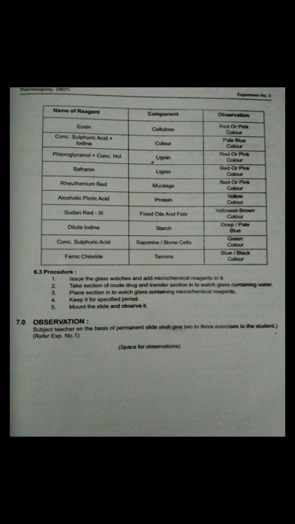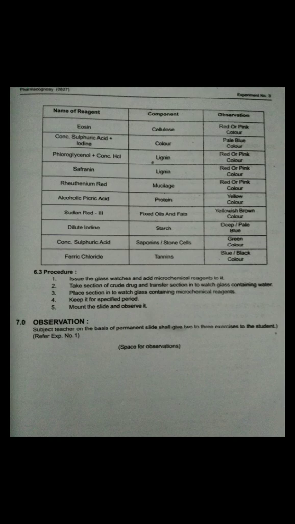To repeat: first eosin, component cellulose, observation red or pink color. Then concentrated sulfuric acid with iodine, observation pale blue color. Then phloroglucinol with concentrated HCl, component lignin, observation red or pink color. Then safranin, component lignin, observation red or pink color. Then ruthenium red, component mucilage, observation red or pink color.